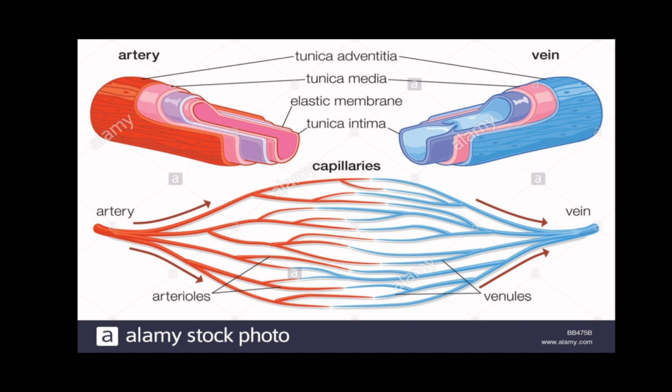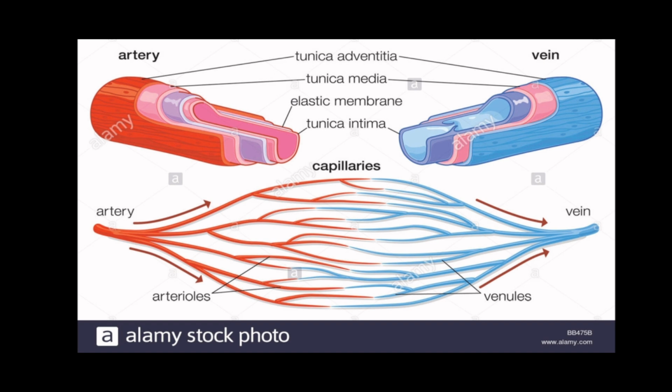The blood vessel structure. Arteries and veins are composed of three main layers. The thickness of the layers varies with the size and type of blood vessel. In this picture, class, this shows a cross-section of an artery and a vein as seen under a microscope. Capillaries are composed of a single layer of endothelial cells and enclosed in a basement membrane.